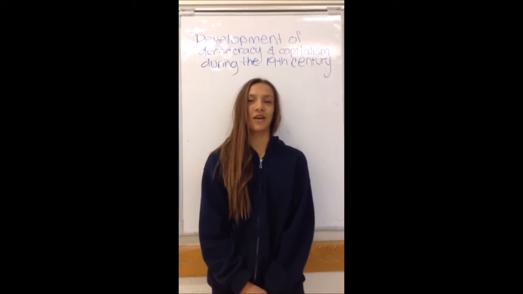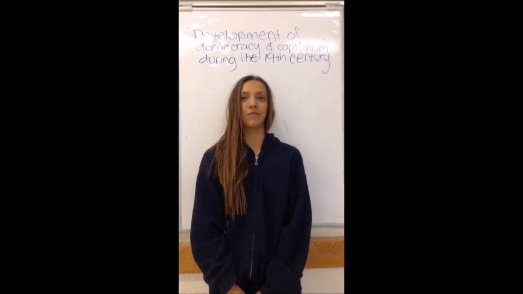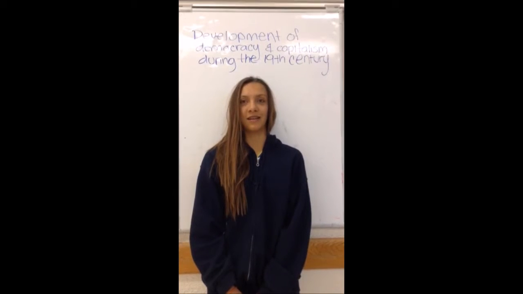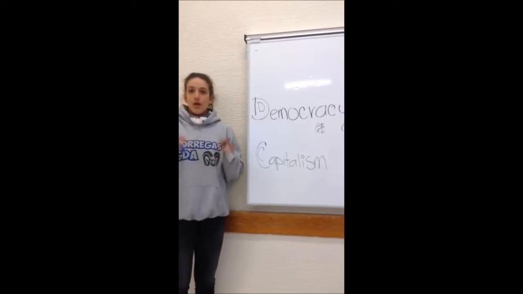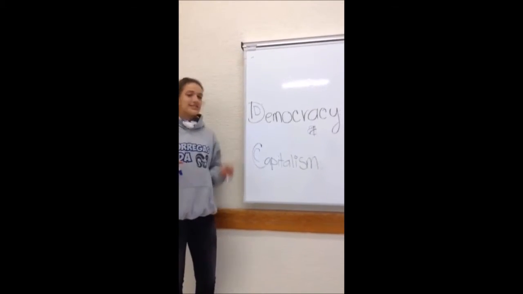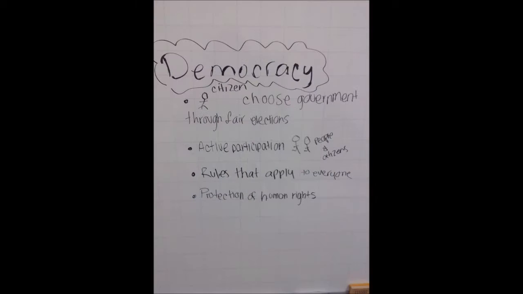In this video we are going to talk about the level of democracy and capitalism in the different regions of the world in the 19th century. Well, first of all, what is democracy and capitalism? Democracy is a system of government based in four elements.